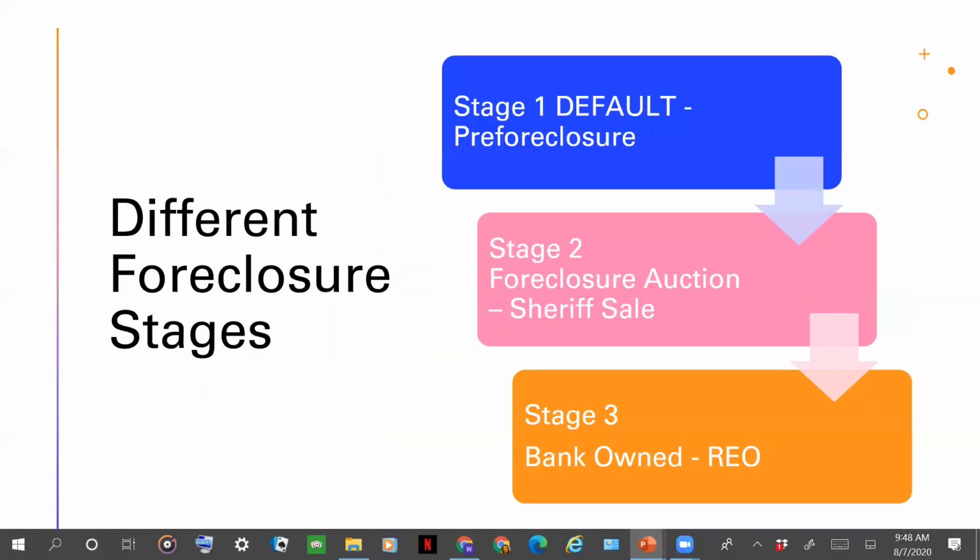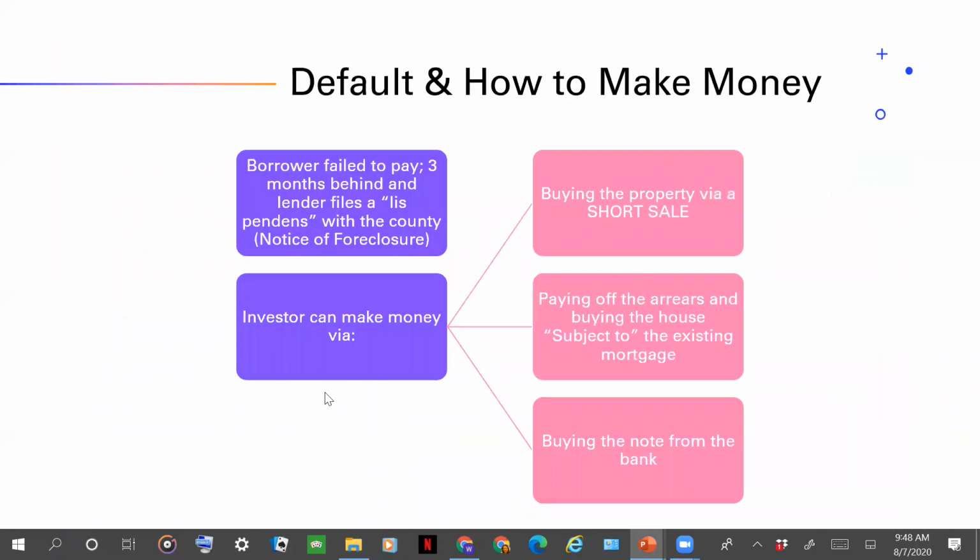Okay, so there are three stages basically. One is before the foreclosure, the second one is during the foreclosure, and the third one is after the foreclosure. So stage one is the default stage, and that means the owner is behind on the mortgage. Then the actual foreclosure auction, also known as sheriff sale. And lastly, once the bank actually buys the property, or the bank actually goes through the foreclosure, then it becomes a bank owned property, or REO, real estate owned. So, default and how to make money.